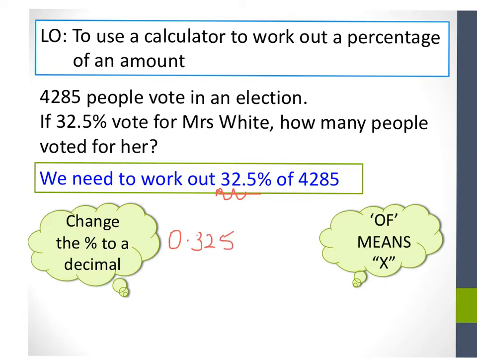Remembering that in maths "of" means times, 4,285. Now that will give us 1,392.6 people. Which isn't very sensible, is it really? Because you can't have 0.6 of a person. So we will round that up to 1,393.